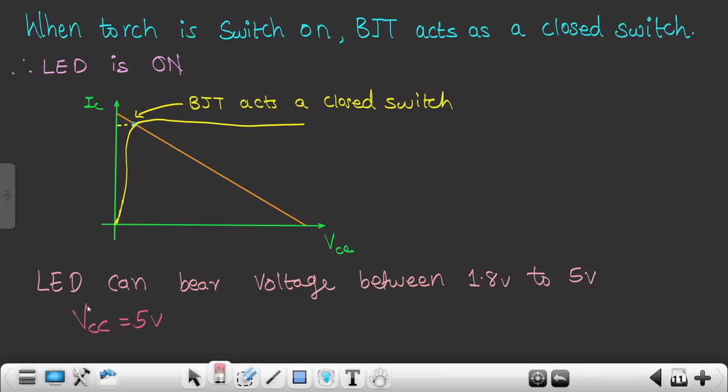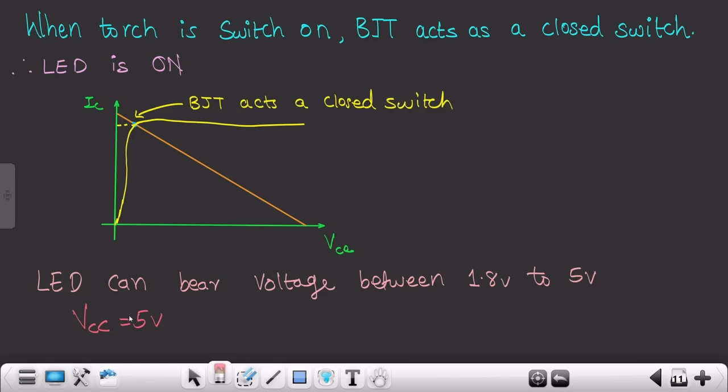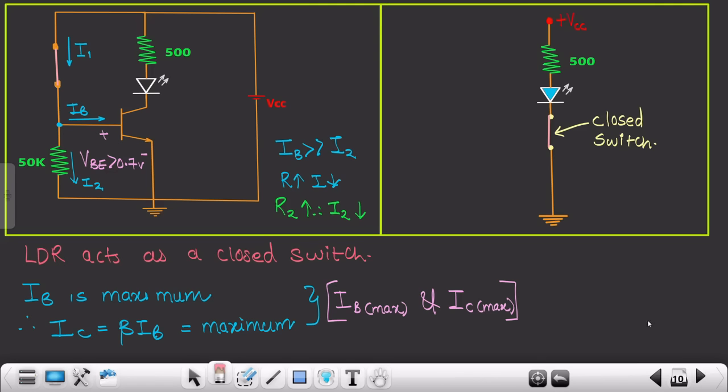If you want, you can also put the value of VCC as 6 volts, but in that scenario you have to increase this resistor, that is RC, from 500 ohms to maybe 600 ohms. If you want, you can also increase the value of VCC to 10 volts, but in that scenario you have to connect roughly around 1 kilo ohm of resistor over here. I hope you are getting my point.